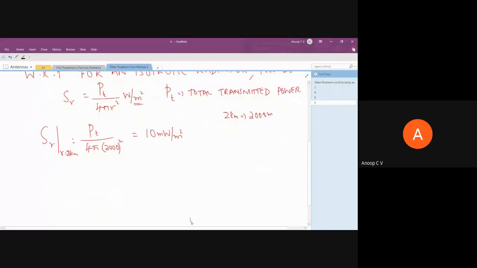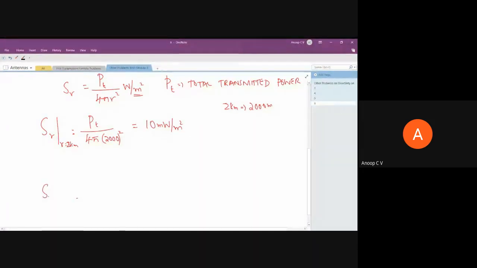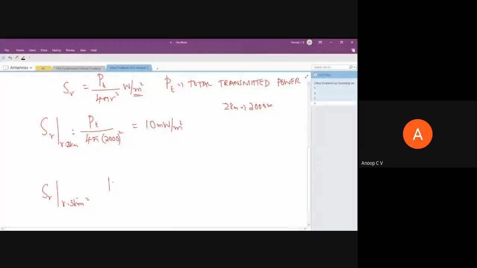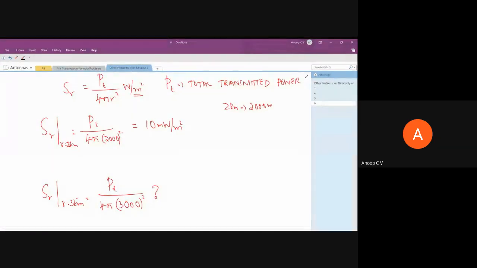Now we have to find the power density at a distance of 3 kilometer. So you need to find SR at R equal to 3 kilometer, that is PT divided by 4 pi into 3000 square. This is what you have to find. So please do find it out and tell me the answer. What is the answer?